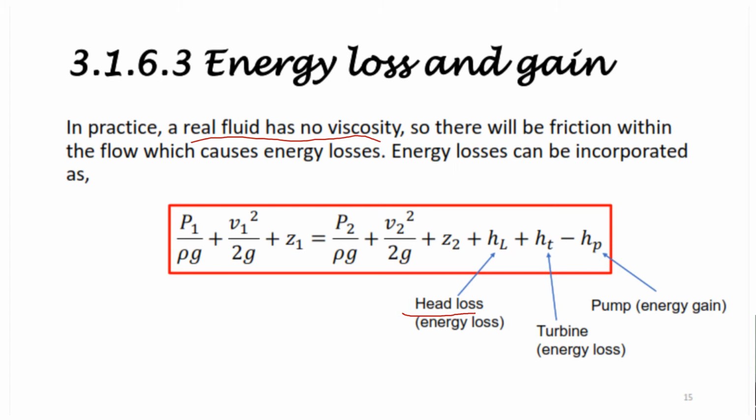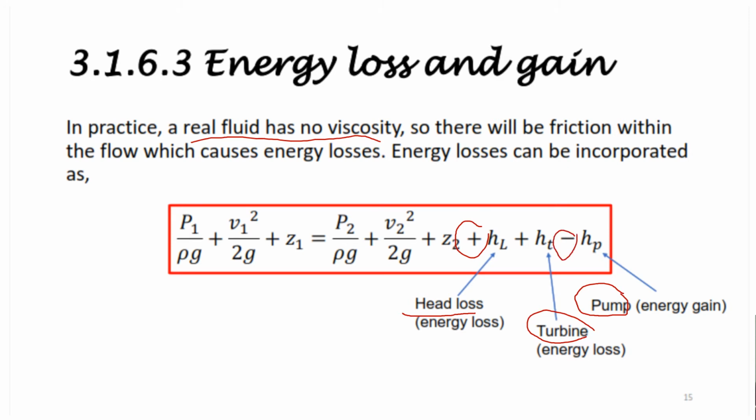And then we have turbine, due to turbine. So when the fluid flow element has a turbine, it can have heat loss from the turbine. And then also we can have another energy gain from the pump. Okay, so you can see here, loss we add. When there is loss of energy, we add. When there is energy gain, we minus.